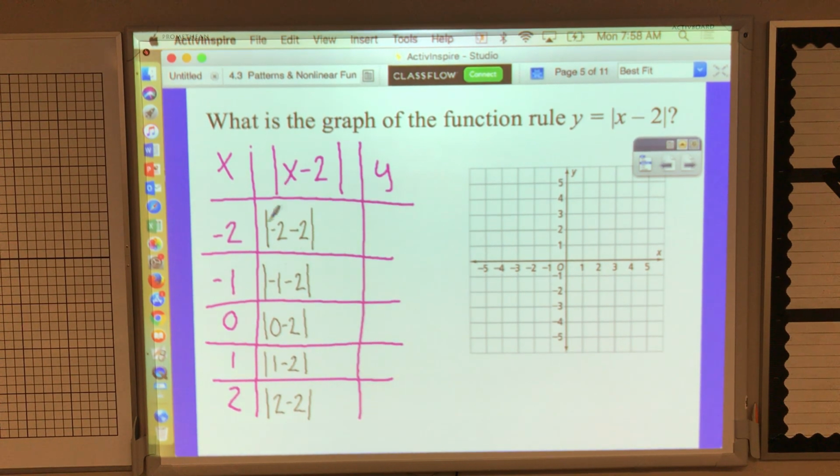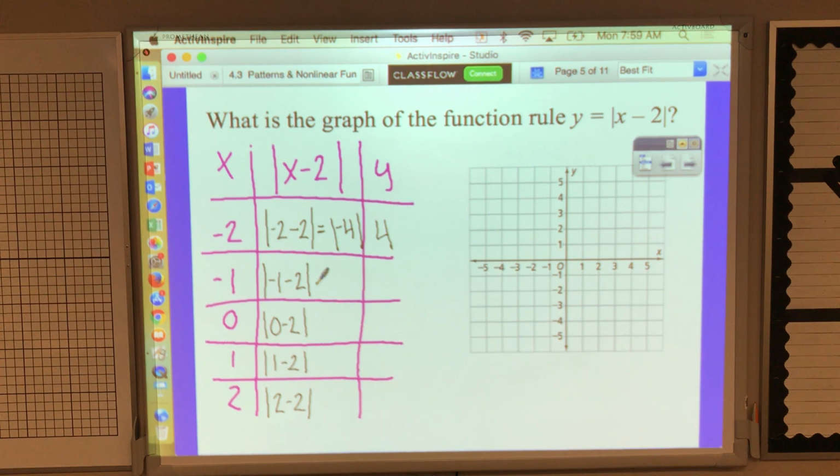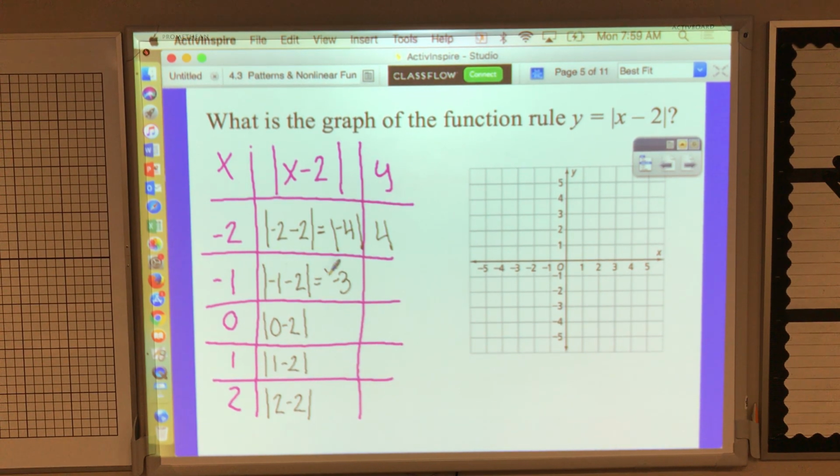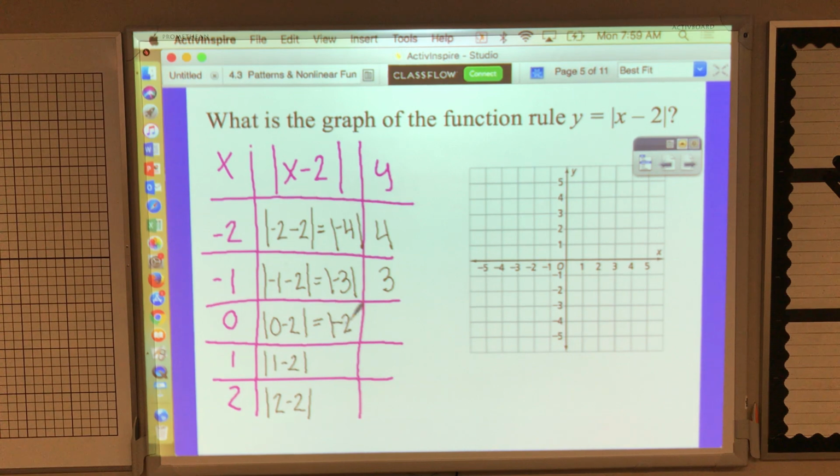So I substitute in those numbers for x, and -2 minus 2 is negative 4. Taking the absolute value of that gives me an answer of 4. Subbing in negative 1, minus 2 is negative 3. Absolute value is a positive 3. 0 minus 2 is negative 2. Absolute value is 2. 1 minus 2, negative 1. Absolute value is 1. 2 minus 2, 0. Absolute value of 0 is still 0.